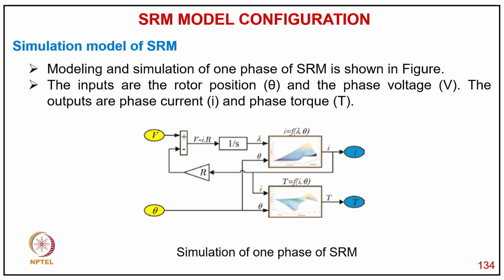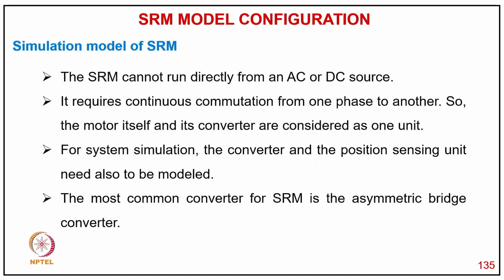So for the simulation model, as shown here, we simulate one phase with the voltage as the input and the position coming out, and we get the current and then the developed torque from these characteristics. So the characteristics i as a function of lambda and theta, and torque as a function of i and theta, are used here to get the current as well as the torque. So the modeling and simulation of one phase of the SRM is shown in the figure. The inputs are rotor position and phase voltage, and the outputs are phase current and torque. The SRM cannot run directly from an AC or DC source. It requires continuous commutation from one phase to another. So the motor itself and its converter are considered as one unit.